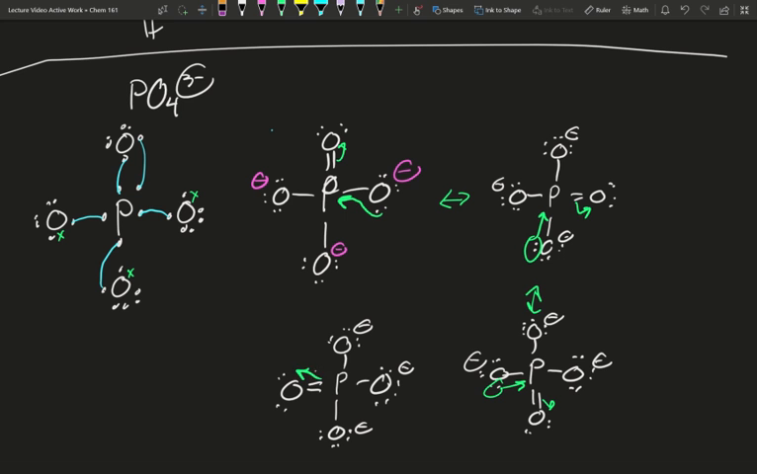At this point, I've done all my resonance structures. Any further alterations of taking a lone pair, attaching it to the middle, and pushing out a bond is going to recreate one of these drawings. So these are my 4 resonance structures.